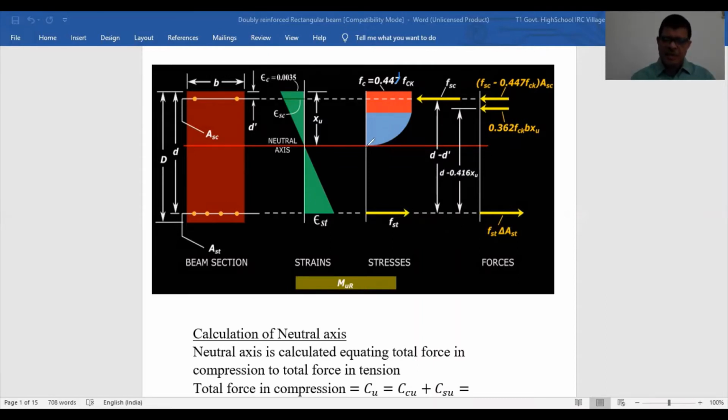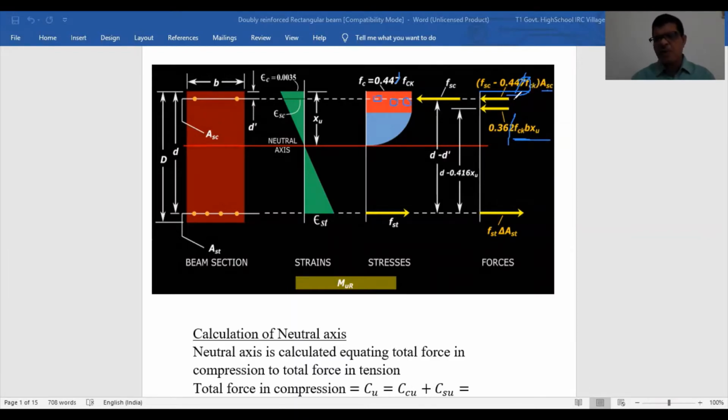And the force in the concrete in compression is 0.36 fck b xu. It is already known to you from the singly reinforced section. And the force at the level of compressive steel is equal to (fsc minus 0.446 fck) into Asc. Asc is the area. What is this 0.446 fck? This is basically the concrete that is being replaced by the steel. As much area of steel as you are providing, that much concrete is being taken away, so that is to be subtracted from the final stress fsc minus 0.446 fck.